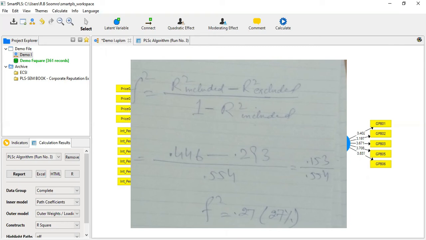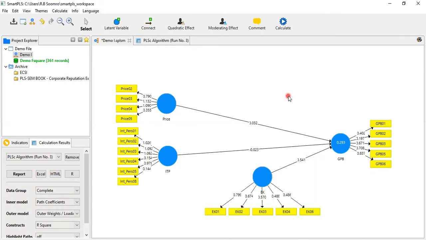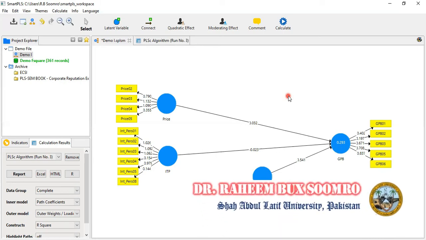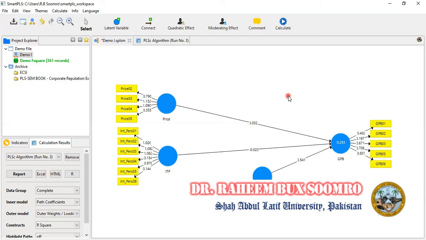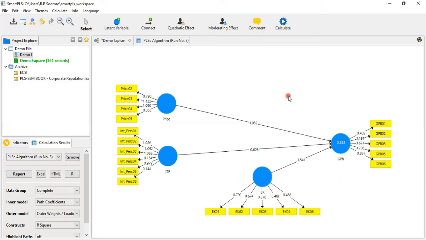By removing this construct, it has a negative impact: our R square has been reduced by 52%. Alternatively, our 46% is now at 32 and 29%. If you take the difference between these, in percent it will be 52%. A quite heavy impact is there. So that's why it's very important to calculate all these things.